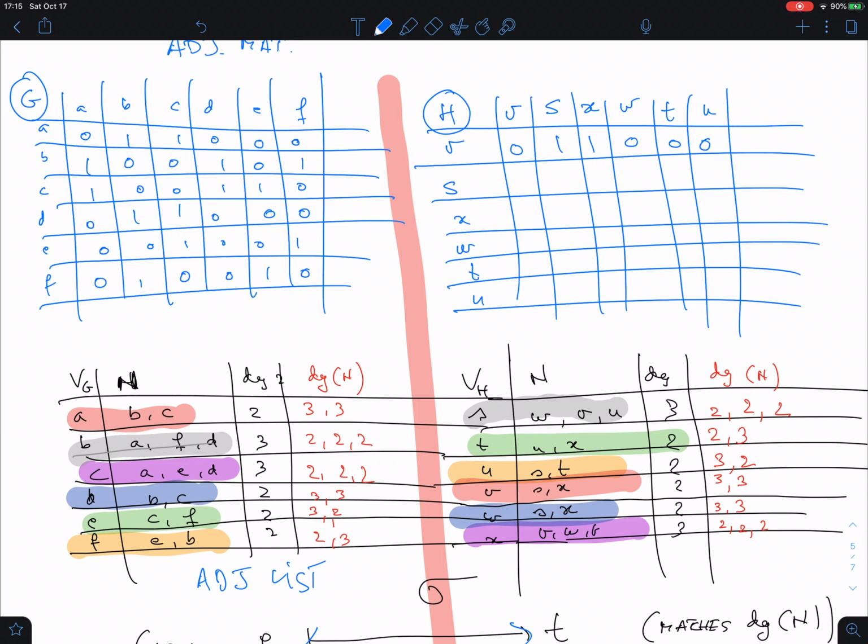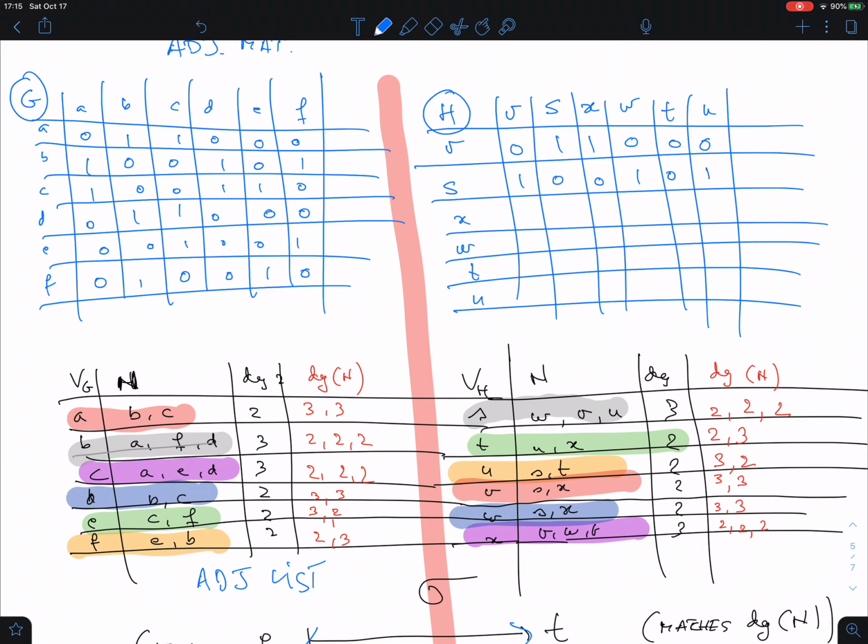So now B, what is B? B has neighbors A. No, not B. Sorry, that we know B already. S neighbors W, V, and U. W is here, V is there, and U is there. I have to mark them in this order that I was given, right? And the rest is zeros. Does this correspond? Yes. That's good news, right?